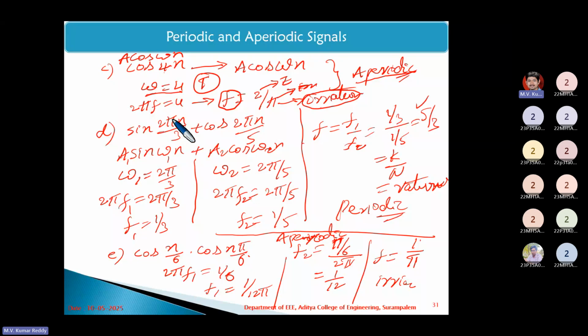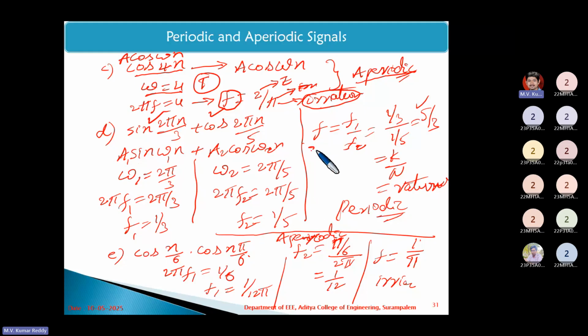Now up to here, a single signal was given. Now we have two signals. Omega 1 is calculated, omega 2 is calculated. F1 is calculated, F2 is calculated. F1 value is 1 by 3. F2 value is 1 by 5.